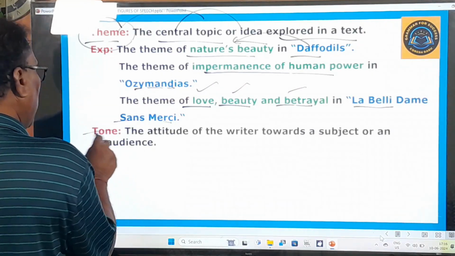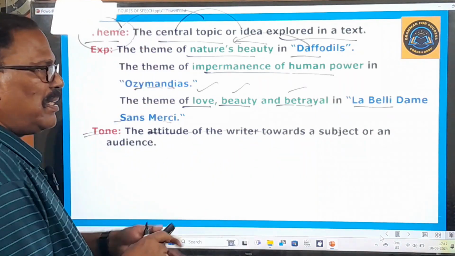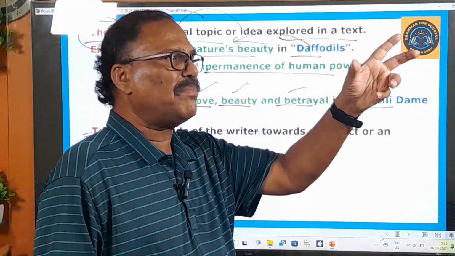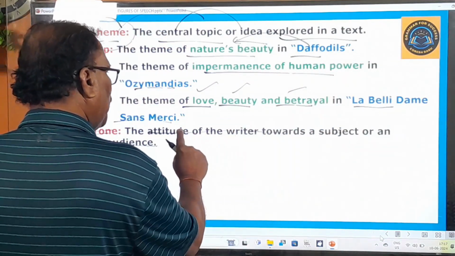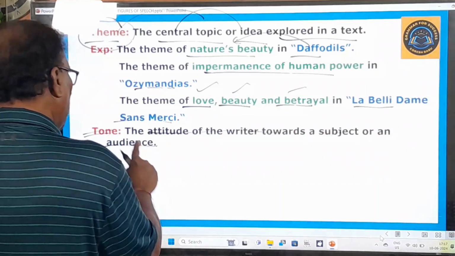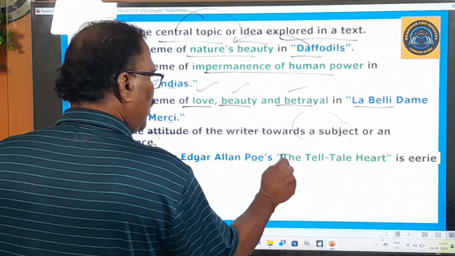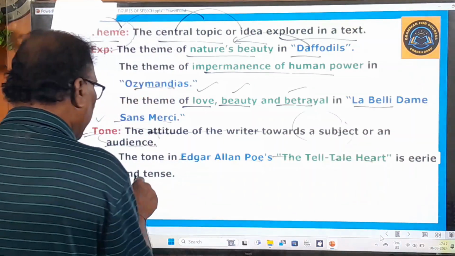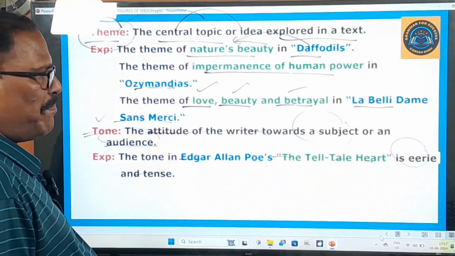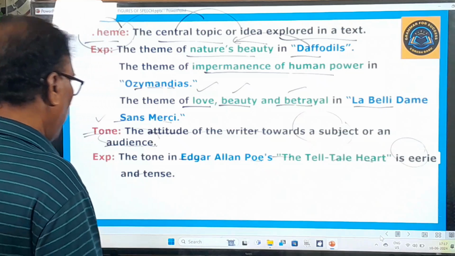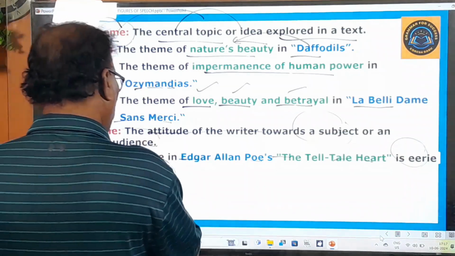And tone is there. What do you mean by tone? Tone means the attitude of the writer towards a subject or an audience. Here you pay attention. The tone in Edgar Allan Poe's The Tell-Tale Heart is eerie and tense. Eerie means very frightful, and tense means tightly strained. So that is the tone of that.